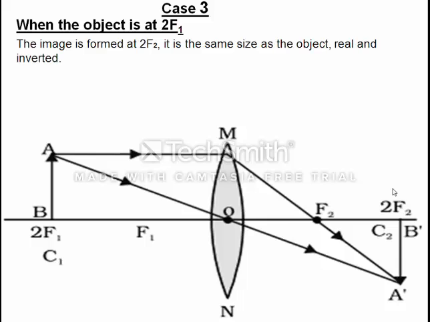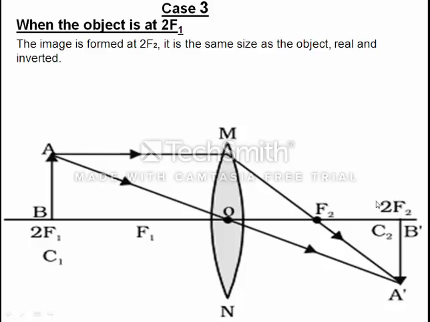Now we will see the third case, when the object is at 2f1. So we are taking an object which is at 2f1. Again we are taking the object as AB. One ray is passing parallel to the principal axis. After refraction it will pass through the focus. Another ray passes through the optical center. It will not bend, it will move in the same direction. Both rays are meeting at a point. So this point is the formation of the image. And we see the image is forming at 2f2.